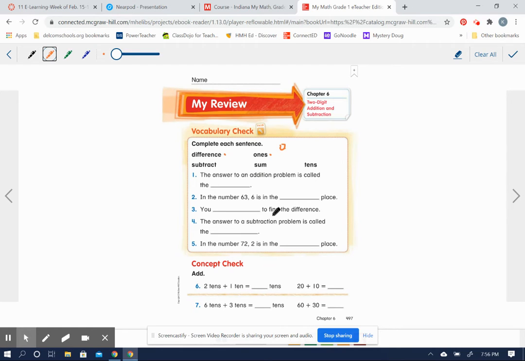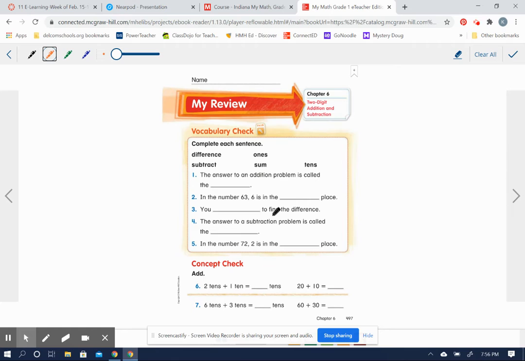Subtract means you're going to take away. When you take something away from a bigger number, that's subtract. And then sum, that's the answer to an addition problem. And tens means you have a two-digit number, 10, 20, 30, 40, 50, 60, 70, 80, 90. It would be in the tens place, like this. This would be the tens place, wouldn't it?